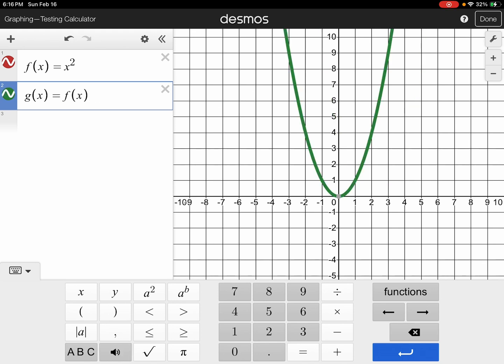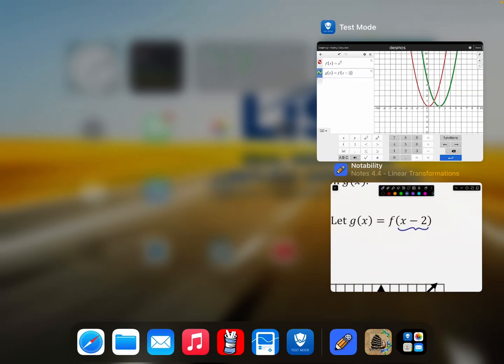Now I'm going to get rid of this and put a minus 2 down here, and you can tell that my graph is shifted down 2. So when it's outside of the parentheses, the number that you see is going to shift your graph up and down. And then if your number is in the parentheses, it's going to shift it left or right. So if you have a negative 2, that means you're going to go to the right 2 places.